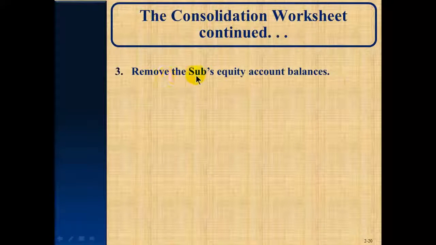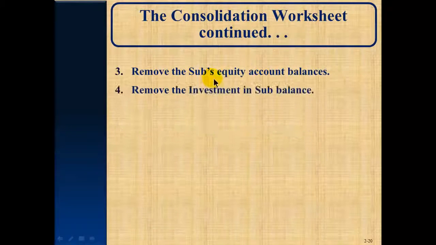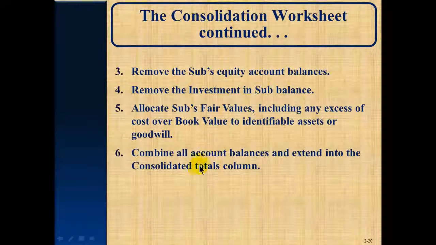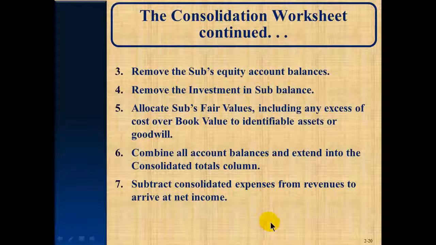And then the next step is you're going to take out the equity balances of that subsidiary, and you're going to take out the investment in the subsidiary. Now remember, when you bought it, you did go ahead and record the investment as a parent company. But when you do the consolidation, that investment account is not going to be there. And you're going to allocate those fair values, and any excess cost you're going to set up as goodwill. And you'll combine them all, crossfoot them, and you'll have a consolidated total.